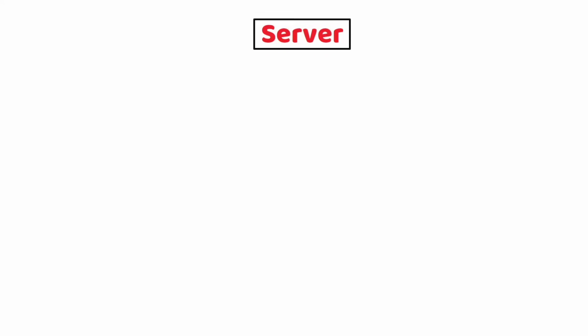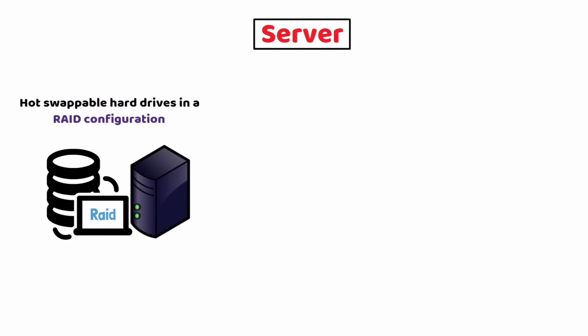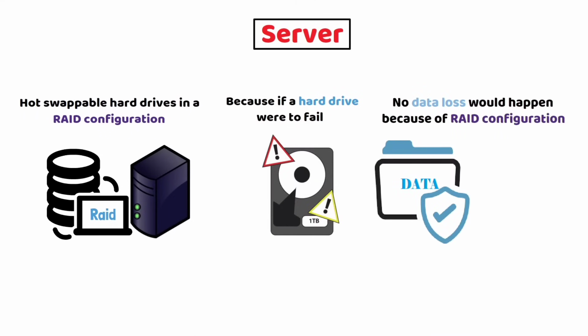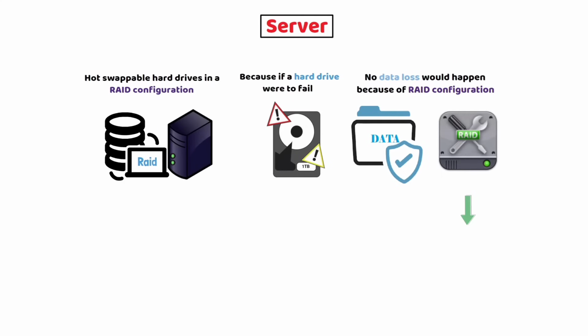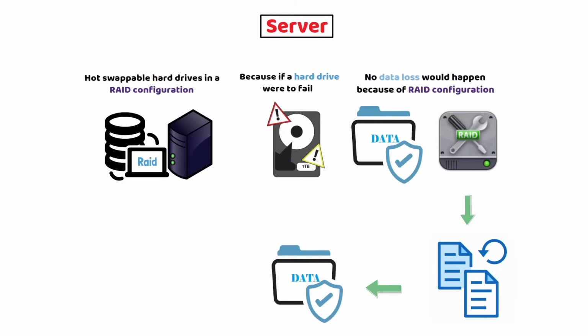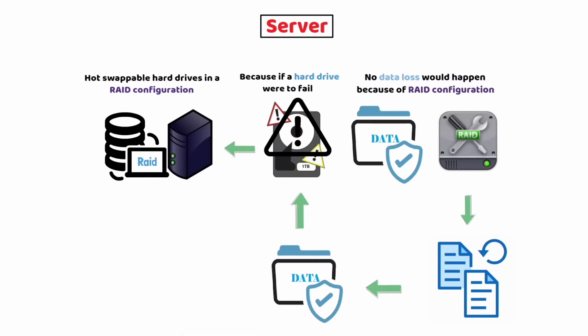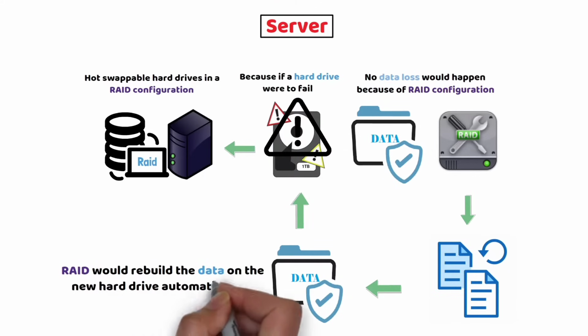A server should also have a redundant hot-swappable hard drive in the RAID configuration, because if a hard drive were to fail, then no data loss would happen, and the server would still be up and running because of the RAID configuration. RAID makes it possible to copy the data onto multiple disks. And if a hard drive fails, then it can be removed and replaced without shutting down the whole server, and then RAID would rebuild the data onto the new hard drive automatically.